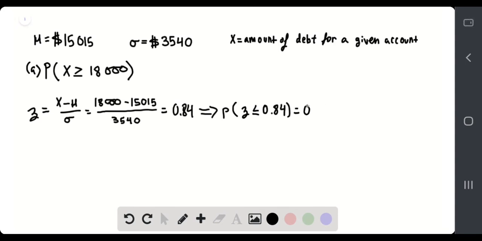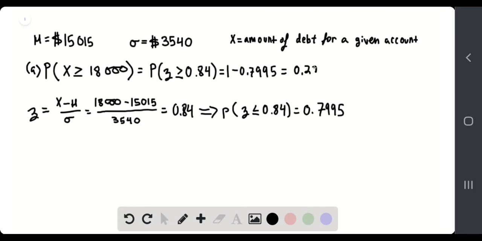Looking at our table, 0.84 corresponds to 0.7995. However, we're looking for a greater than here. So in reality, this is equal to the probability that z is greater than or equal to 0.84. So that's going to be 1 minus the probability of less than, 0.7995. You get 0.2005.